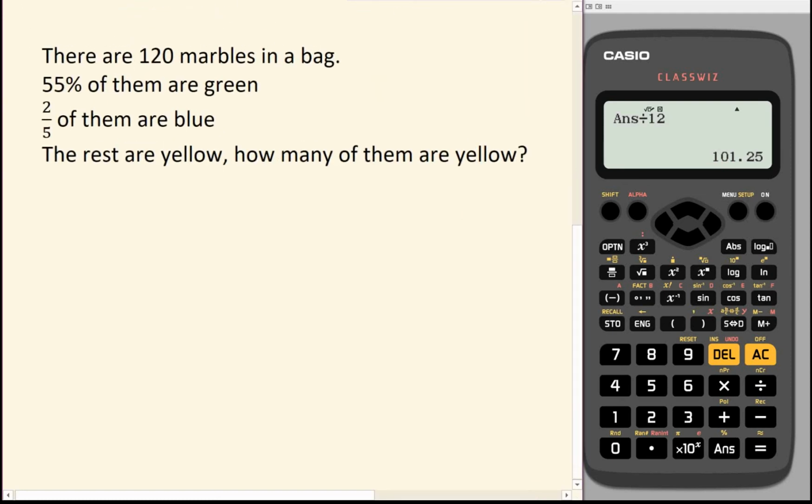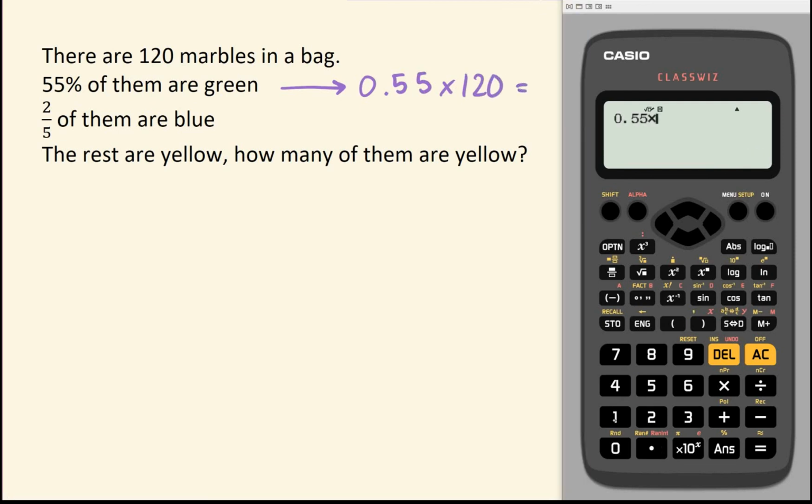Next question, we have some marbles in a bag, some are green, some are blue, and the rest are yellow. Really common question, really easy to work out as long as you know what you're doing. I want to work out how many are green and blue, and from that I can work out that the rest must have been yellow. How many are green is 55%, so I would do 0.55 times 120. That gives me 66 marbles.